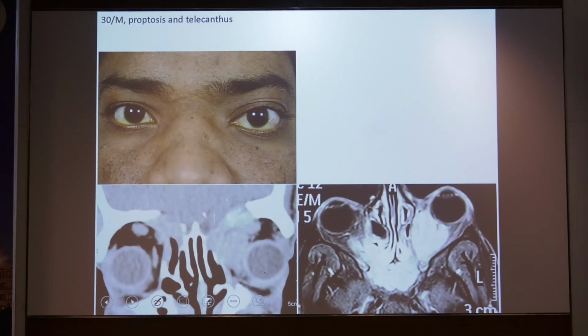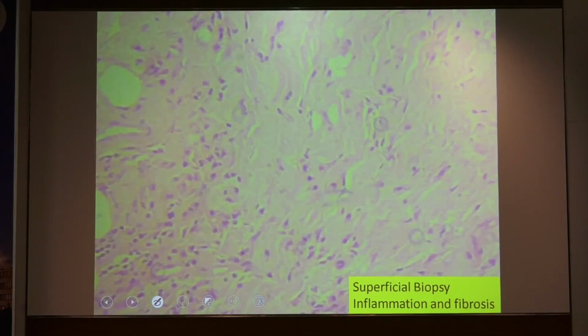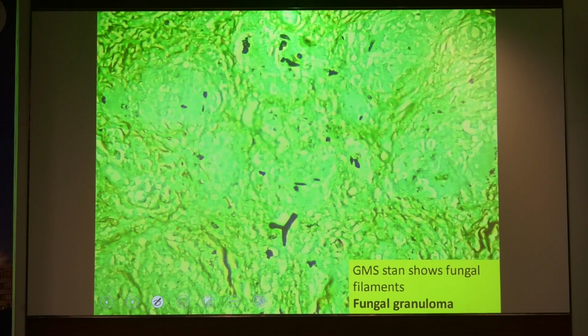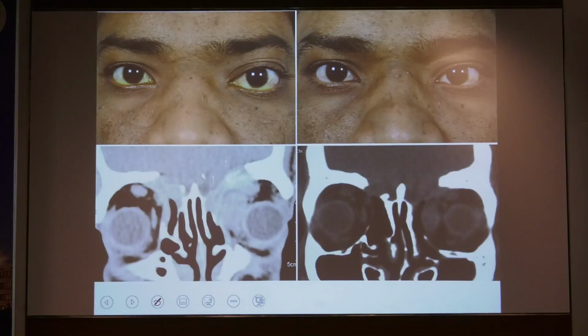This is a patient with bilateral lesions. You can see a large left orbital lesion and a smaller right orbital lesion with some amount of thickening of the extraocular muscle as well. Very confusing case, with telecanthus also. This was acquired telecanthus. Here the superficial biopsy showed inflammation and fibrosis. Deep biopsy showed granulomatous inflammation and multinucleate giant cells, and GMS stain showed fungal granuloma. So this was a patient with fungal granuloma of the midline extending to the left as well as the right orbit. That resulted in this kind of clinical appearance, and the patient is doing very well with antifungals.